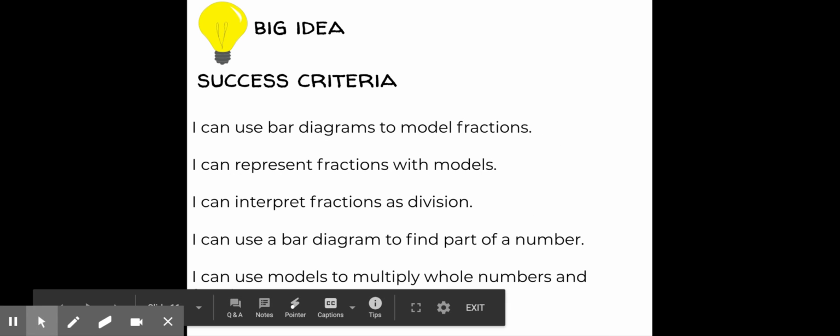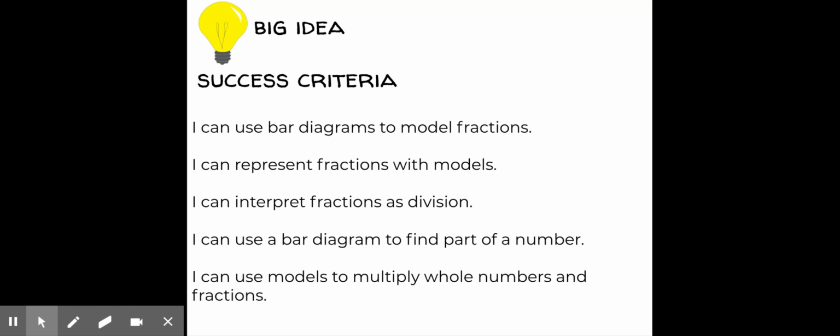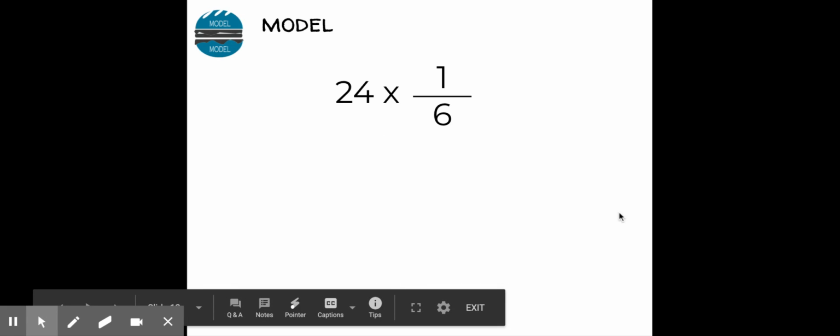Our success criteria for today just keeps building as we continue to expand on our learning. We can already use bar diagrams to model fractions. We can represent fractions in models. We can interpret fractions as division. We can use a bar diagram to find a part of a number, and we can also use models to multiply whole numbers and fractions. So these skills that we've already learned will help us in today's lesson.